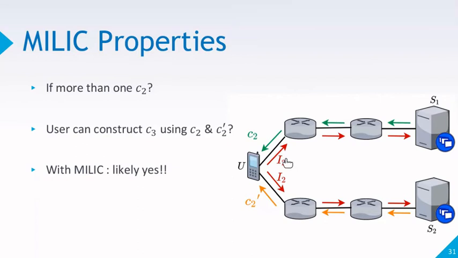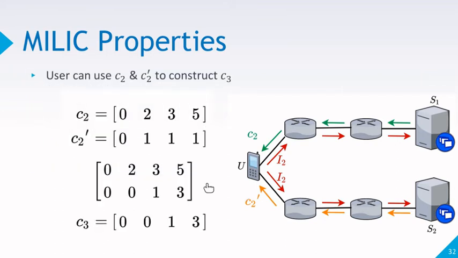What if you get two copies coming from one subset? For example, here a consumer has received C2 and C2 prime, which both belong to the subset A2, and it uses these two to construct something from the subset A3. In case of MALIK, the answer is yes. So, for example, here this user has received two differently coded packets, C2 and C2 prime. Both of them belong to the subset A2, but it can use Gaussian elimination to construct another content that belongs to subset A3.